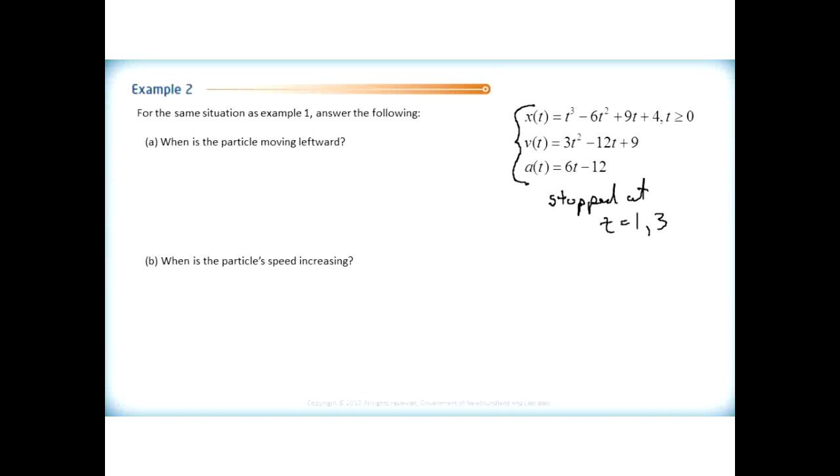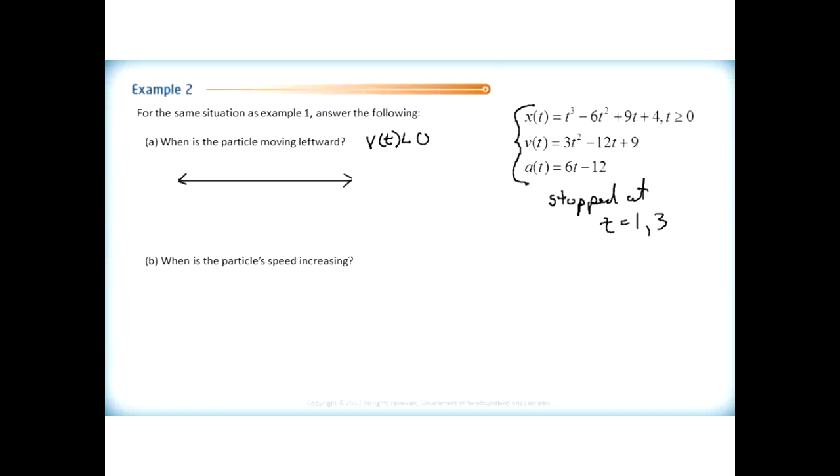So to say when our particle is moving leftward, we want to find out, remember, when our velocity function is going to be a negative value. So in order to get that, the easiest thing to do is just do a number line, the same kind of thing we would do if we're looking to decide whether a function is increasing or decreasing on a graph.